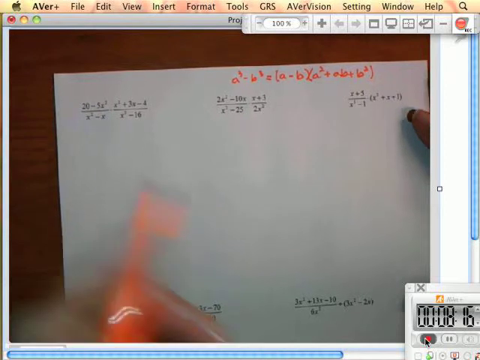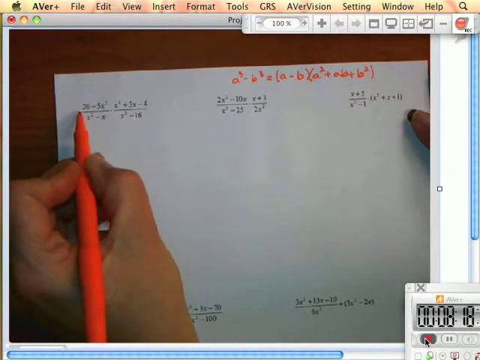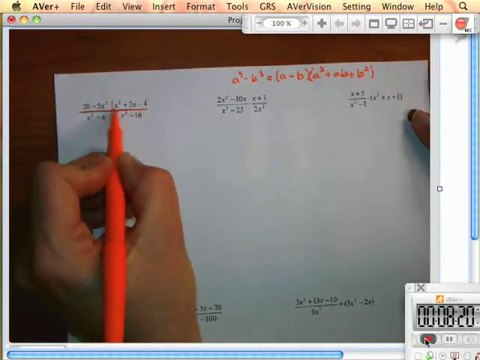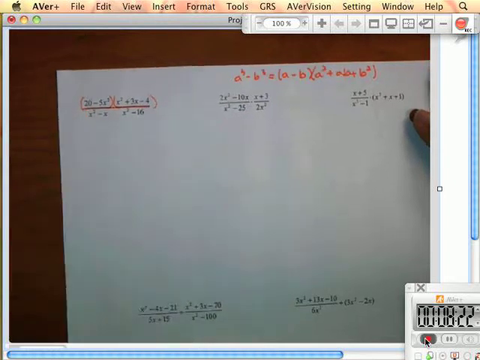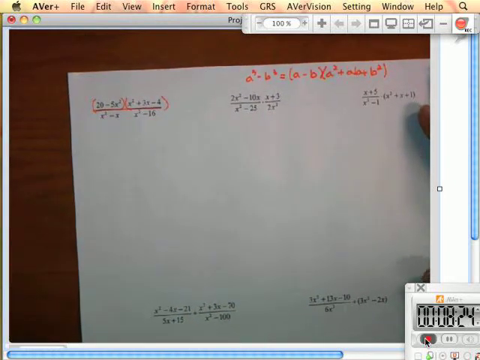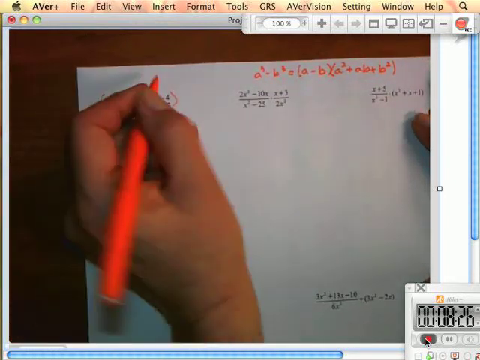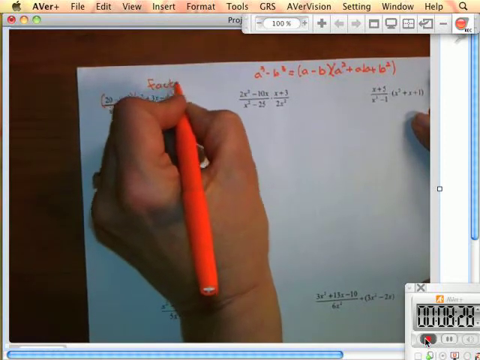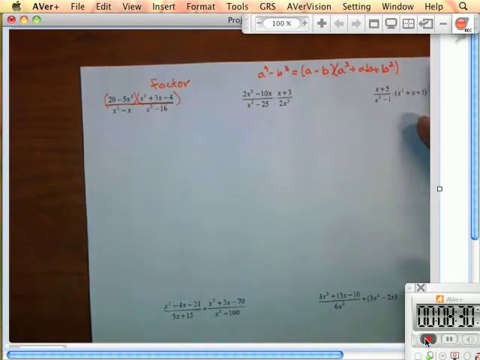So let's do this first one. Again, we're multiplying, except we've got a couple of things going on here. So it's kind of yucky. What I would recommend is factor each thing first. I probably shouldn't have drawn that line there, but we're going to factor each thing first.